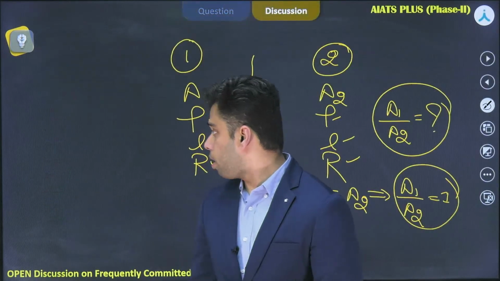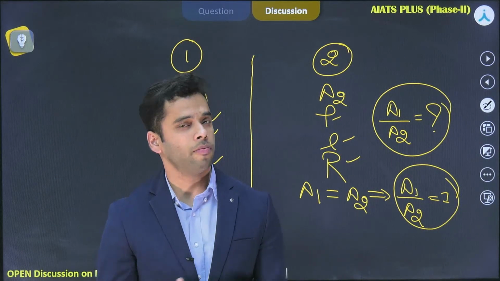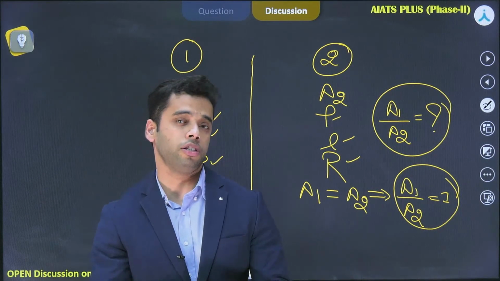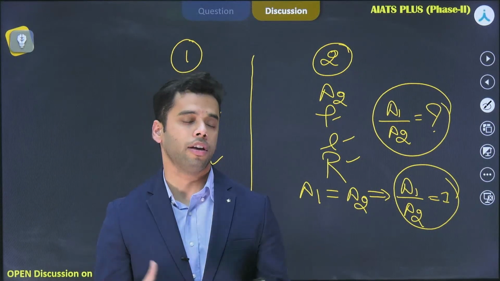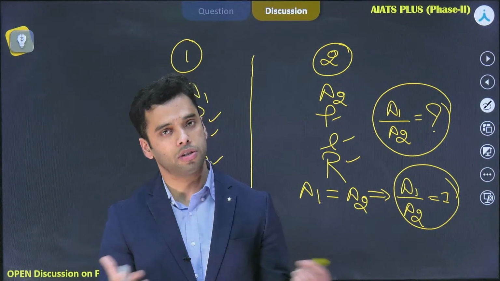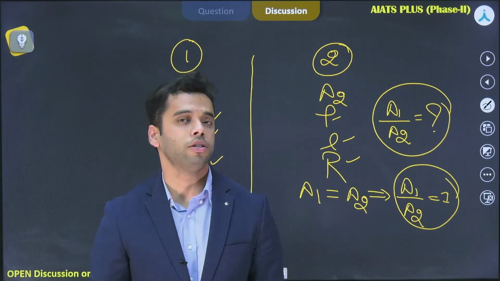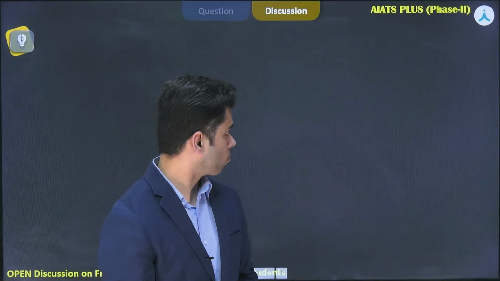So I hope I made this concept clear, that is how to deal with the problems of resistance. Simple formula: you can stretch the wire, you can compress the wire. You will be asked about how the resistance is changing when you stretch the wire, when you compress the wire. That's the logic, that's the concept you utilize to solve such kind of problems.